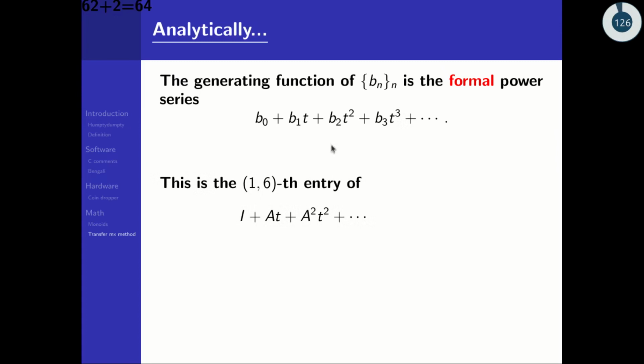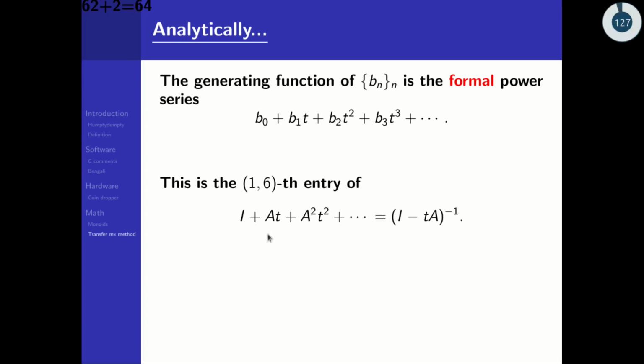Now, what we are interested in is the 1/6 entry. So this thing is actually the 1/6 entry of I plus At plus A squared t squared, etc., which is obvious because the 1/6 entry of A is B1, the 1/6 entry of A squared is B2, and so on, and the 1/6 entry of I is just 0 because I is the identity matrix, that is B0, which anyway is 0. Okay, so you get this simple thing.